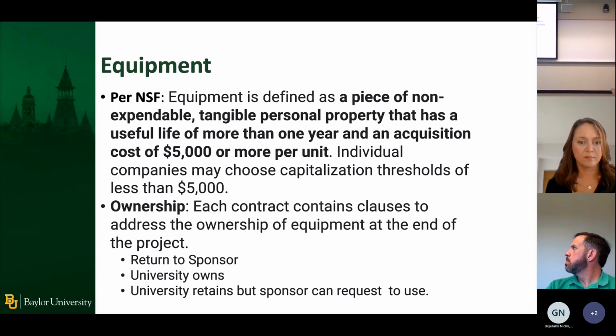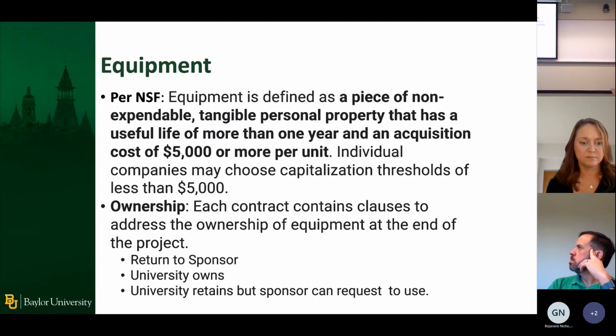Okay, so equipment per NSF is defined as a piece of non-expendable, tangible personal property that has a useful life of more than 1 year and an acquisition cost of $5,000 or more per unit. So, for example, we just received an award where someone is building a video wall. Each of those TVs for the video wall is under $5,000, but because they are going to work together as a unit, it goes under equipment. And it's not just the cost of the TVs, it's also the delivery and the installation. So anything that's going to go into making that unit function adds up together.